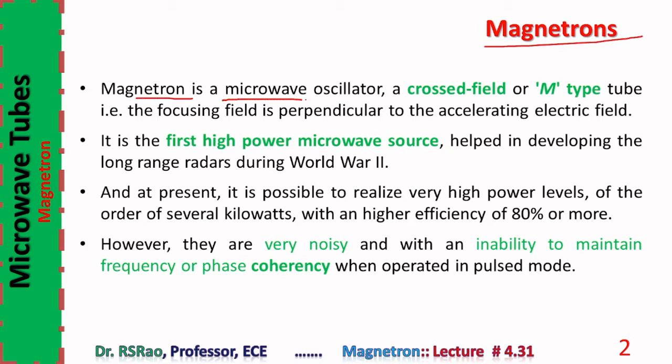Magnetron is a microwave oscillator. Its output falls in the microwave band. That's why it is a microwave oscillator. It is an oscillator. It gives out a wave with no signal input. That's why it is an oscillator.